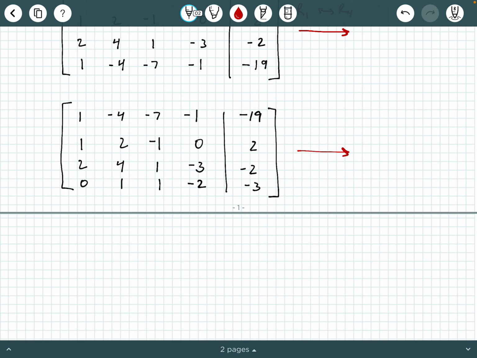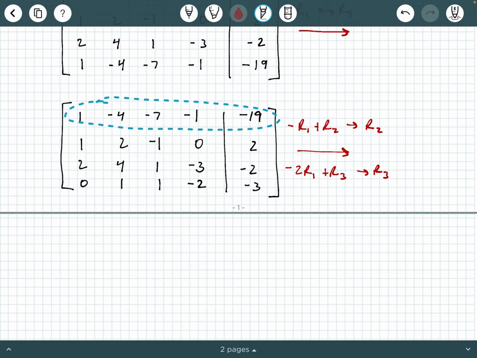So let's start operating on this. Let's use row 1 to create a cancellation here in row 2 and here in row 3. So I'm going to say negative row 1 plus row 2 to change row 2. And then in the same step, I'm going to do the other operation, negative 2 row 1 plus row 3 to change row 3. So again, I'm using row 1 to independently make 2 adjustments. One is to knock out this leading 1 in row 2, and the second is to knock out this leading 2 that's in row 3.